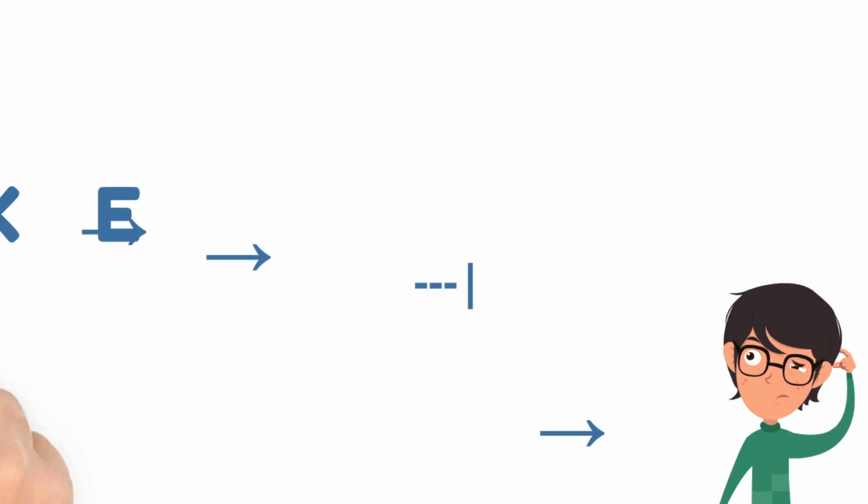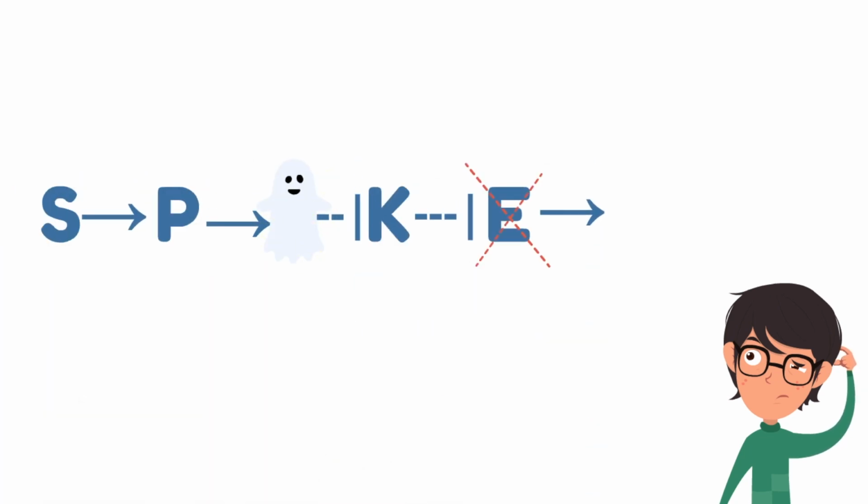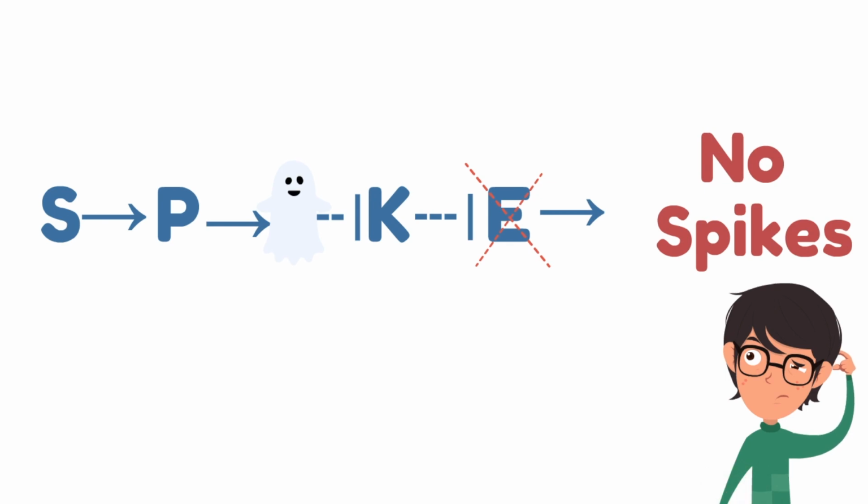What if the I is muted? If the I is muted, then the K will not be inhibited, which causes the K to inhibit or repress the E, which also results in spikes not forming.